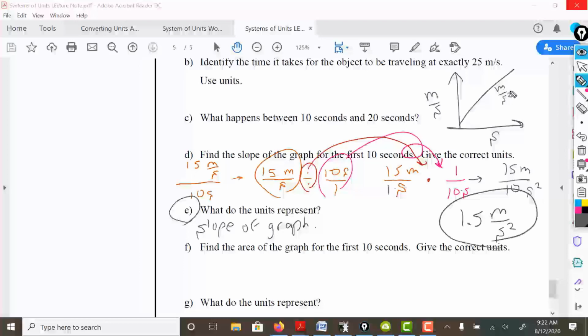What does it represent in real life? Remember, this is speed and this is time. It represents acceleration. Acceleration is when you change speed, when you're increasing, and in some cases decreasing. So there is a real life meaning to this math that we're doing.